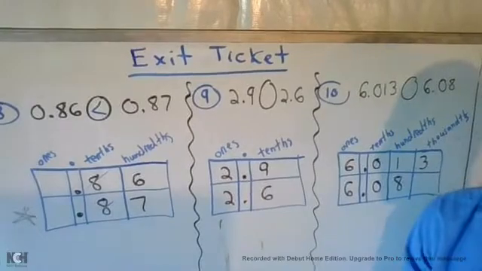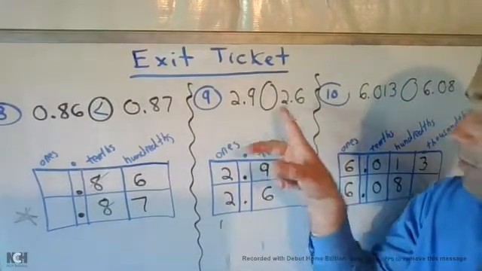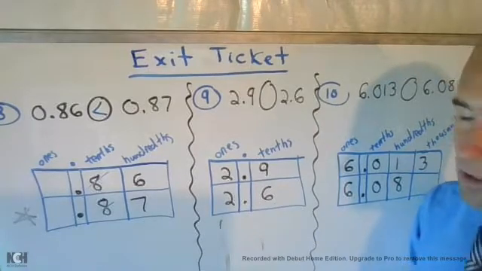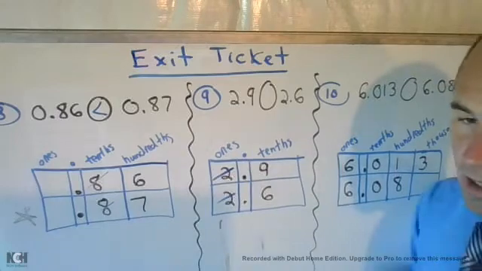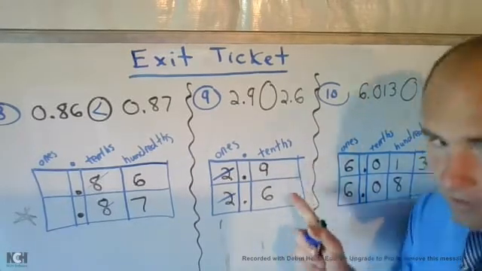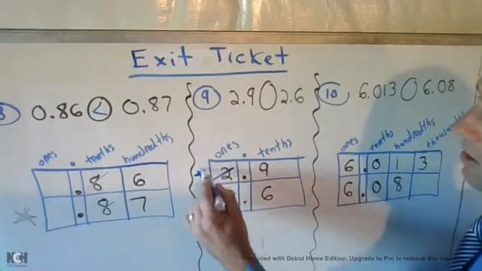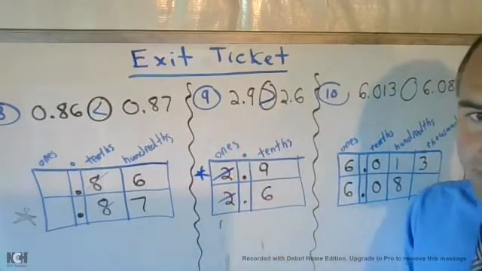The second one for your exit ticket was 2 9/10 compared to 2 6/10. So I have 2's in my ones places. I get to the tenths place, I have a 9 and I have a 6. Obviously 9's greater, which means 2 9/10 is the greater number.